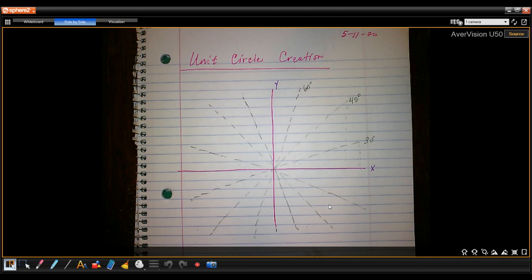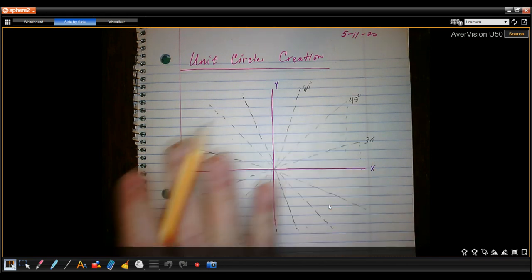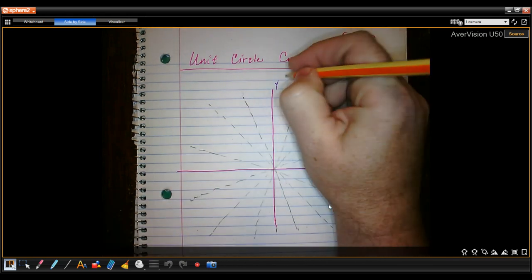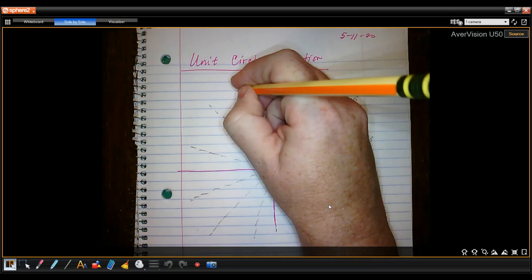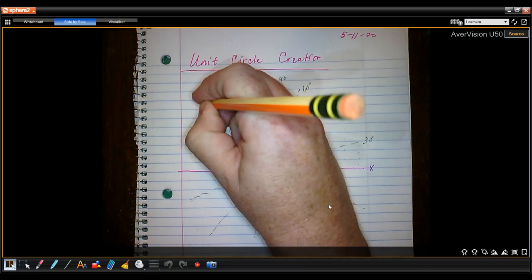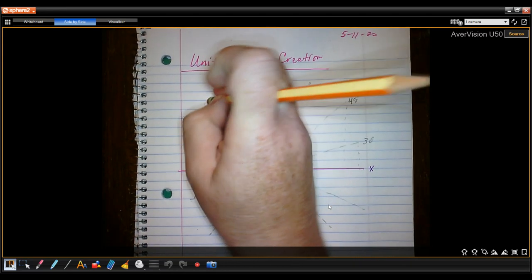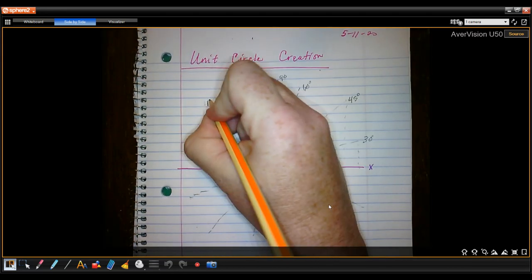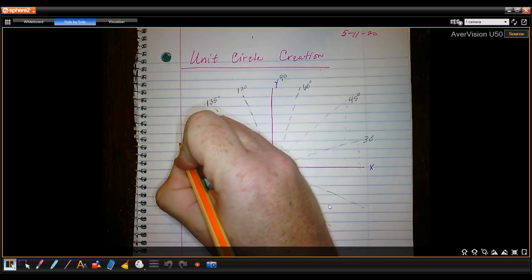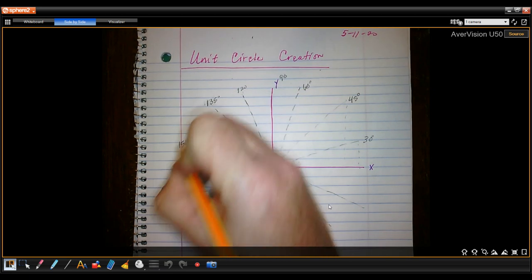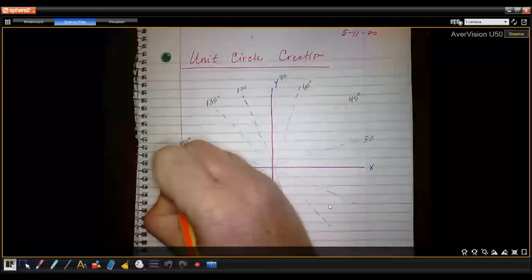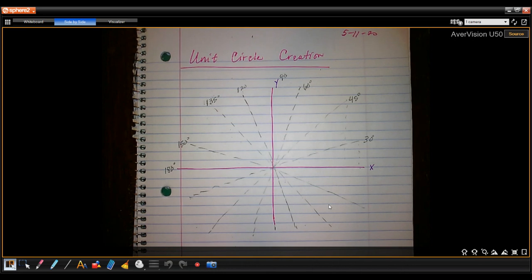So then let's talk about how to do the radians. So it's 30, 60, 90. I'll just do the first half. 120, 150, just joking, it's by 15. 120, 135, 150, 180. Okay, so there's the first half.